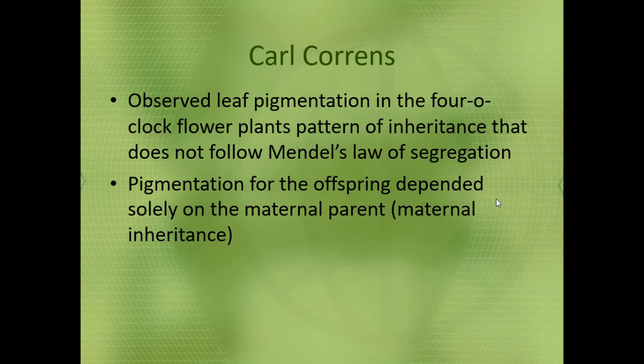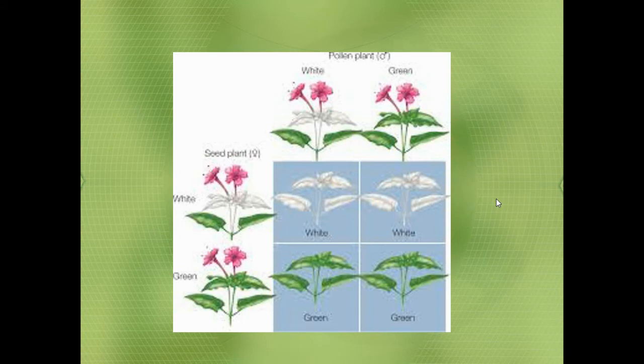Carl Correns observed leaf pigmentation in the 4 o'clock flower plants, which is a pattern of inheritance that does not follow Mendel's law of segregation. The pigmentation for the offspring depended solely on the maternal parent, which is maternal inheritance. So here are those 4 o'clock flowers that he was looking at. And you could have either some white leaves or you could have green seed leaves.